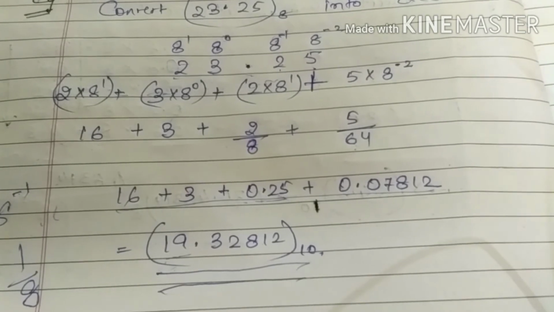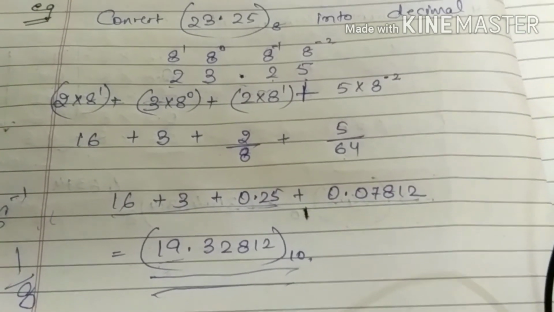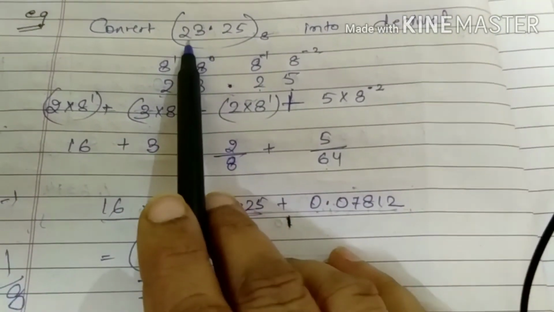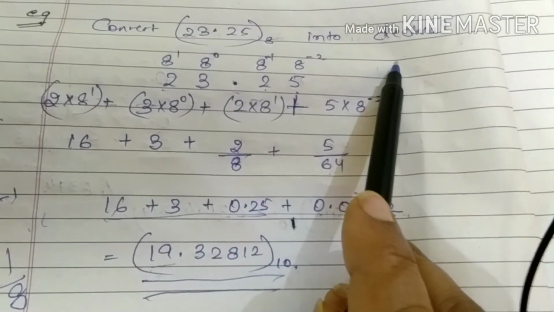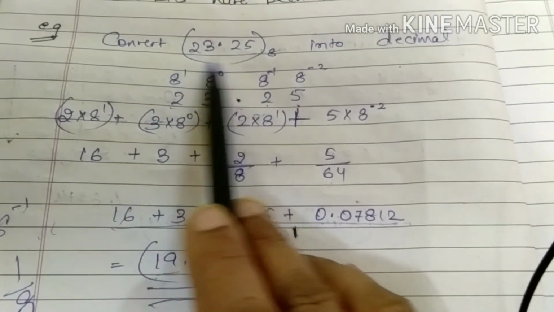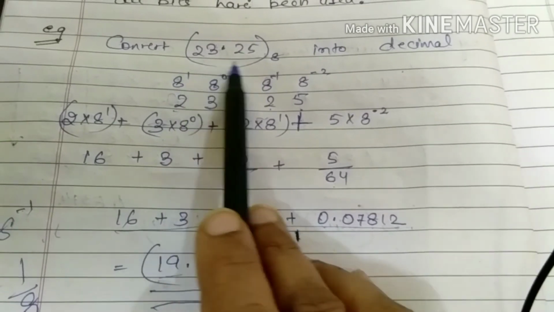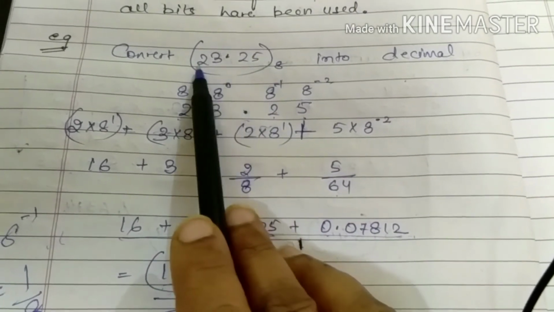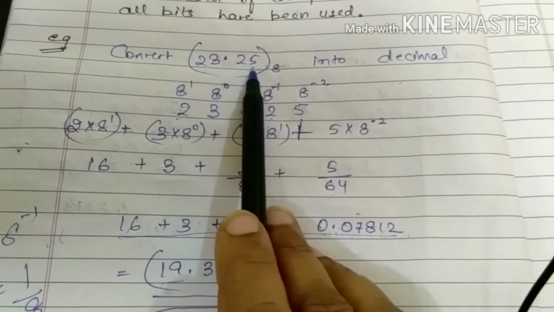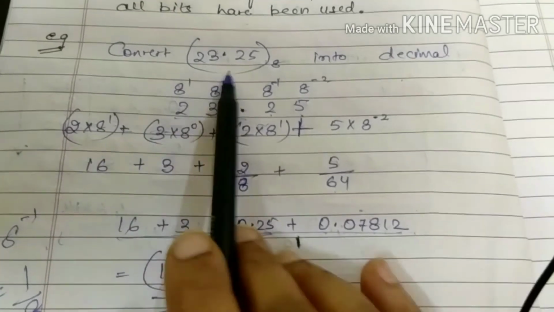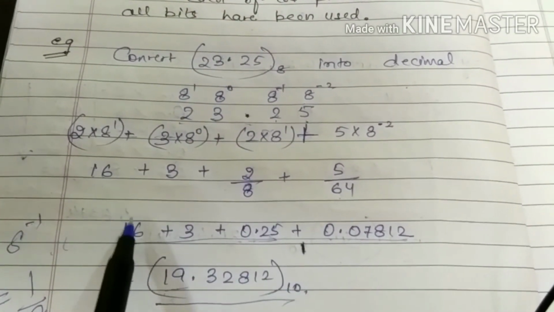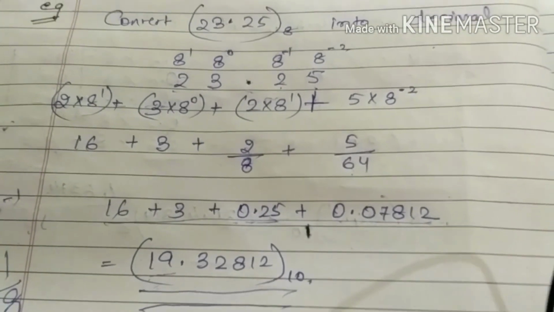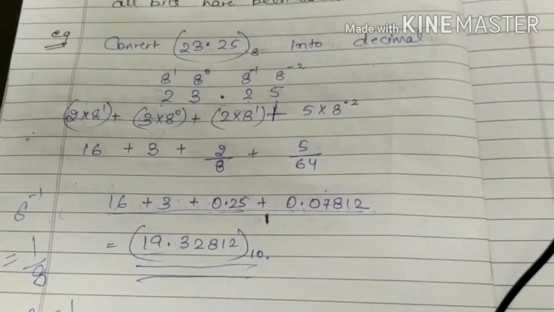Got it, children? And one more thing I want to discuss. See, this is what we did: we have converted octal into decimal. So if there is any octal number, you must see that the digits should be between 0 to 7 only. You can check. The digits are only between 0 to 7. So it means it is an octal number. This should be kept in mind, because an octal number contains only the digits 0 to 7.